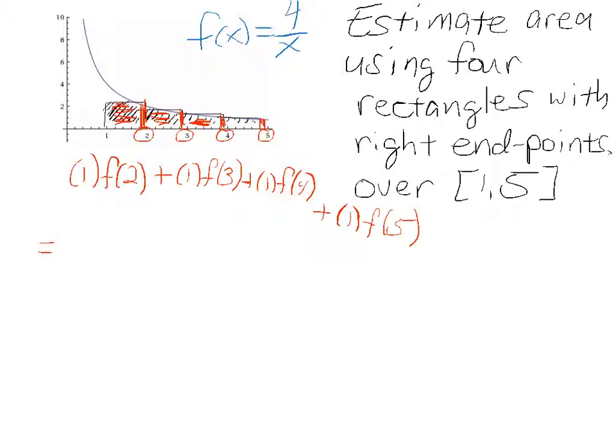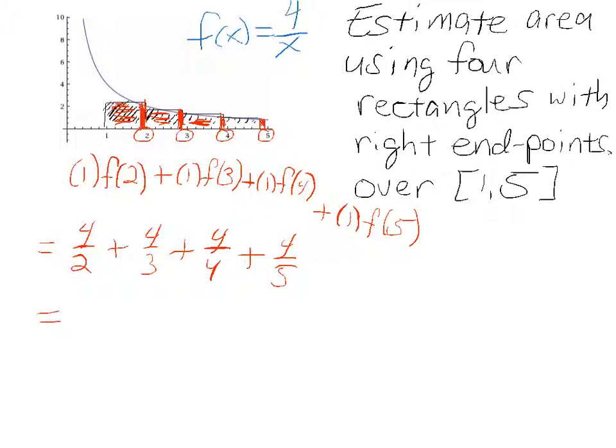Alright, so now, since 1 doesn't impact the multiplication, it just gives us f of 2, f of 3, f of 4, f of 5. I'm just going to write this simply as 4 over 2, because now I'm plugging the 2 into the function 4 over x, and that will give me the height of this rectangle here. Plus f of 3, that gives me the height of the rectangle here. f of 4 gives me the height of this rectangle here. And f of 5 gives me the height of this rectangle here. Because I was multiplying each of these quantities by 1, 1 times 4 over 2 is simply 4 over 2. So I was just saving myself some time there.